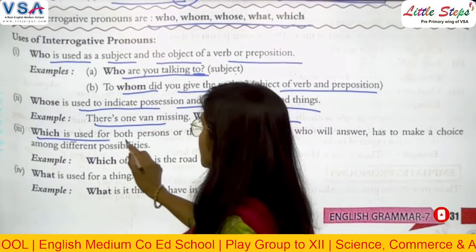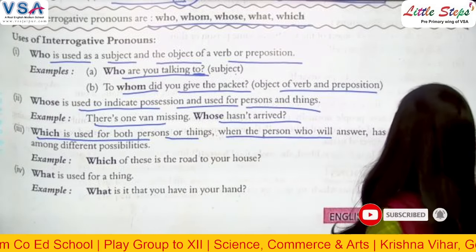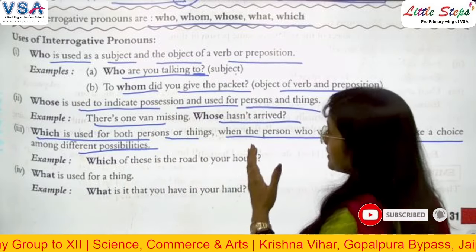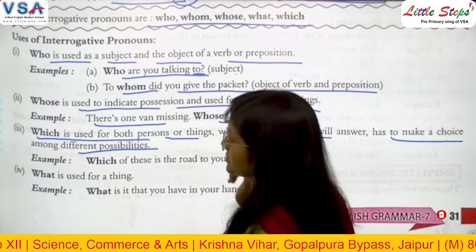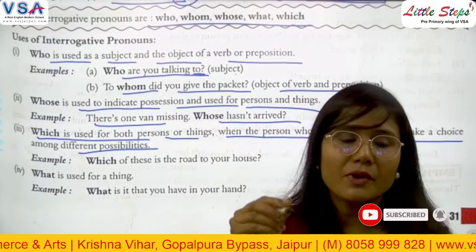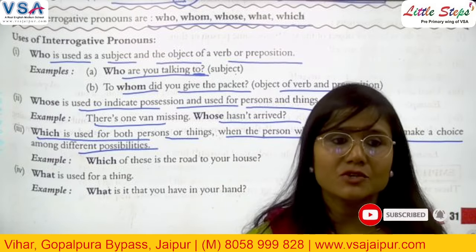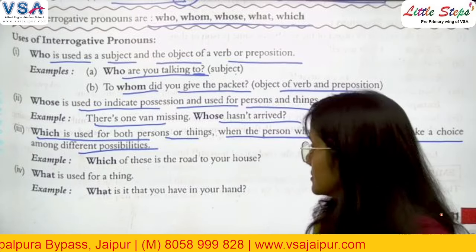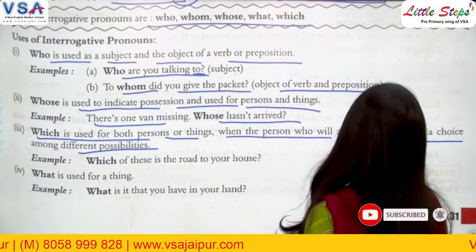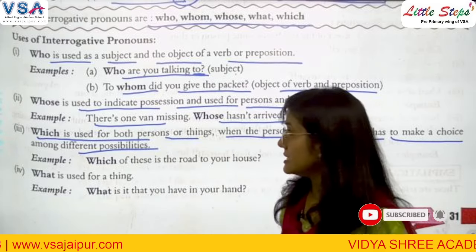Which is used for both persons or things when the person who will answer has to make a choice among different possibilities. which जो है वो आपके persons और things, ज्यादातर ये things के लिए यूज किया जाता है. Which is used for things or animals, especially with animals or things, when the person who will answer, जो आंसर करता है, has to make a choice among different possibilities. कोई choice show करता है, इस तरह से हम which का यूज करते हैं.